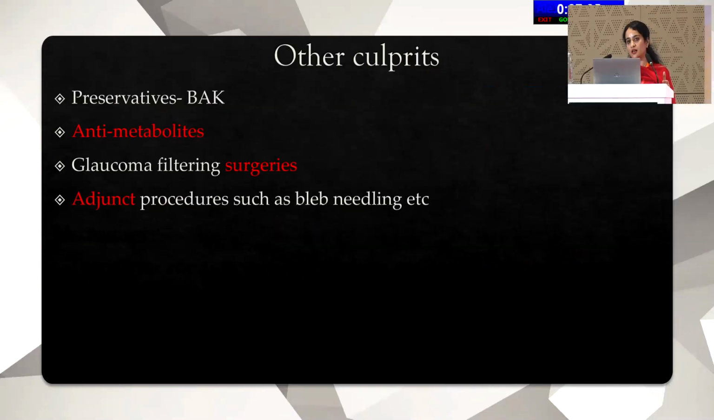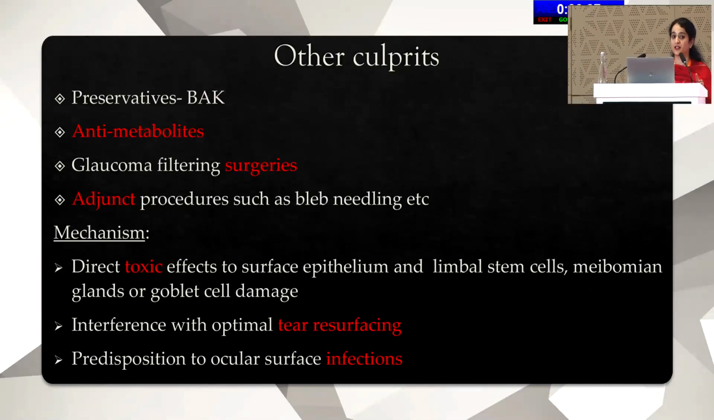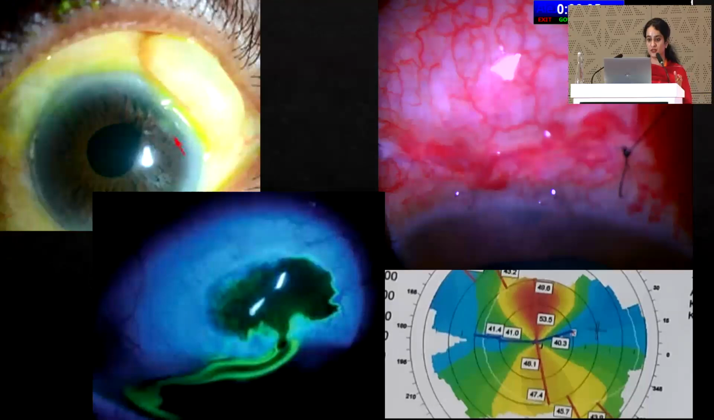Besides the glaucoma drugs, what's the culprit is the preservative that we use. Also, as additives in surgery, we use antimetabolites, and the surgery per se causes conjunctival elevation and thereafter tear film instability and suture-related problems. Also, whenever we do an adjunctive procedure, that can also alter the corneal surface, not only the conjunctival surface. So the mechanism is because of the direct toxic effect, or because of interference with the tear film resurfacing, or because of a predisposition to ocular infections, which is another subset of patients that we have.